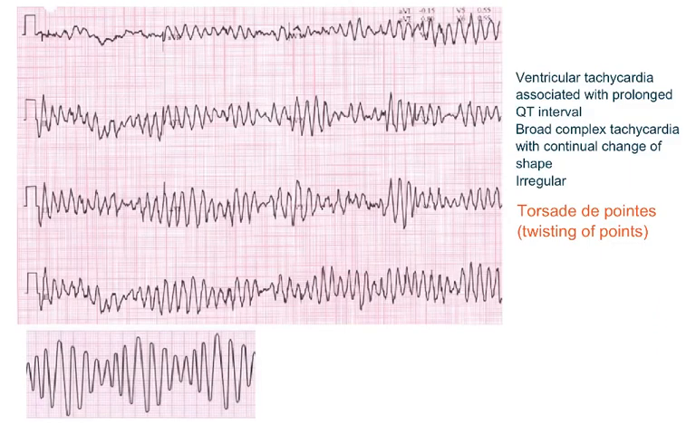So this is a ventricular tachycardia that is associated with prolonged QT interval. It is called torsade de pointes, which is a French word for twisting of points, like in between the points are twisted.